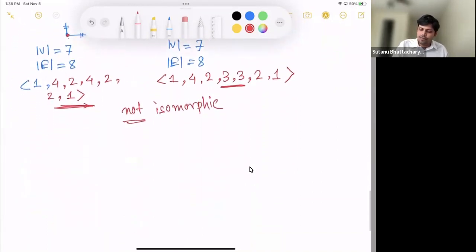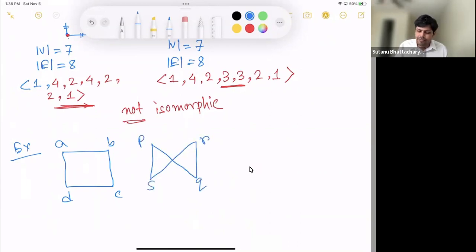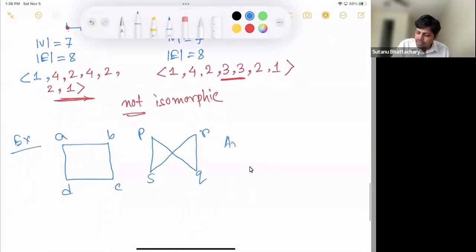Similarly, we can solve another example, which is simpler than this one. This is one graph, A, B, C, D. Another one is P, Q, R, S. The question is, suppose this graph is G and this graph is H. Are G and H isomorphic?